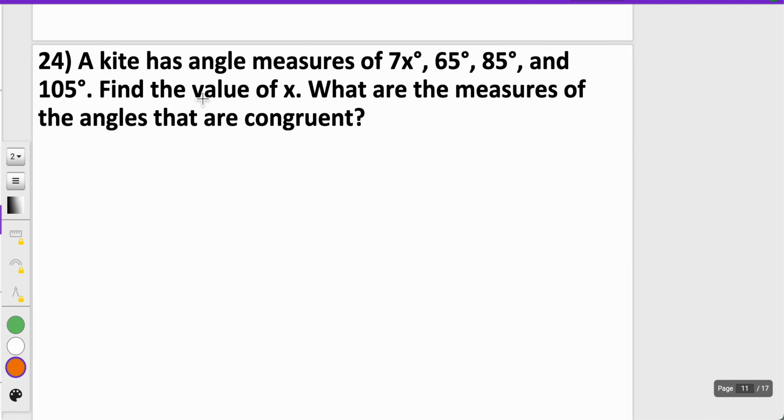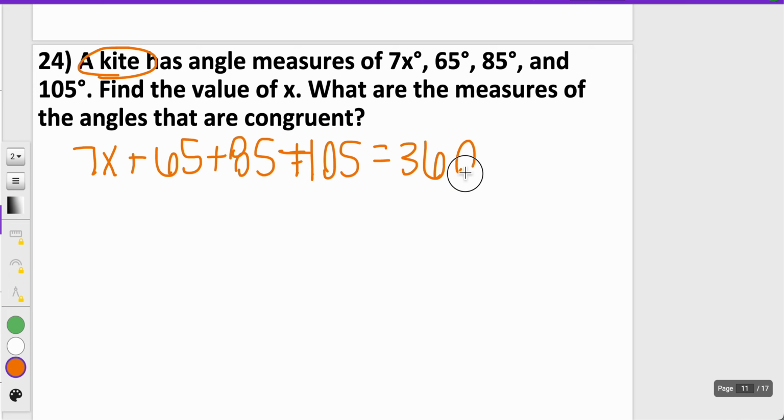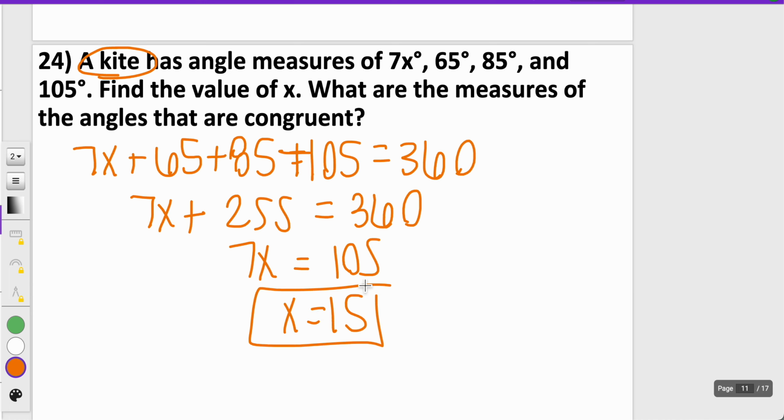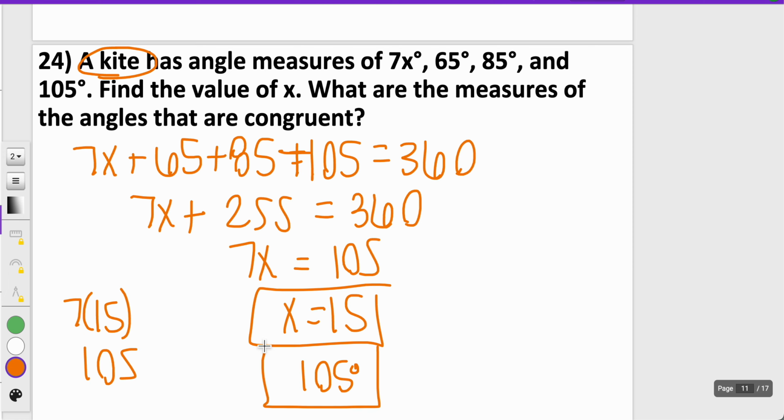For number 24, this kite has measures of 7x, 65, 85, and 105. Find the value of x. If a kite is a 4-sided figure, that means all of these should be equal to 360. So I would combine all my numbers first. So 7x plus 255 equals 360, or 7x equals 105. So x is equal to 15. And then it says, what are the measures of the angles that are congruent? Well, 7 times the x, which is 15, is 105. So 105 degrees would be that congruent angle.